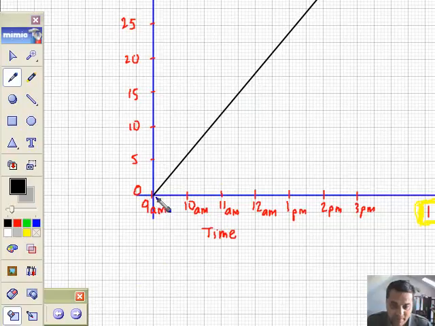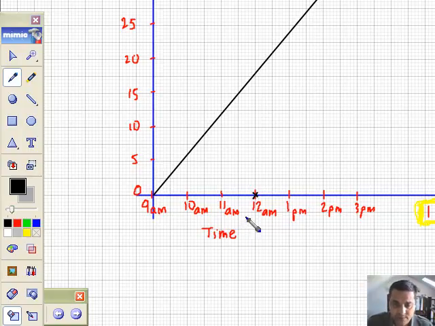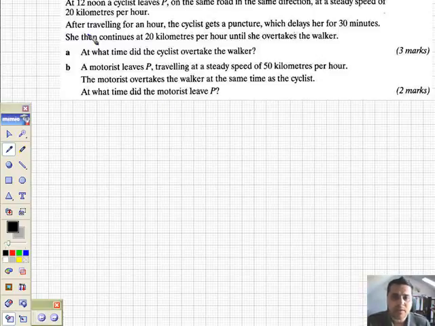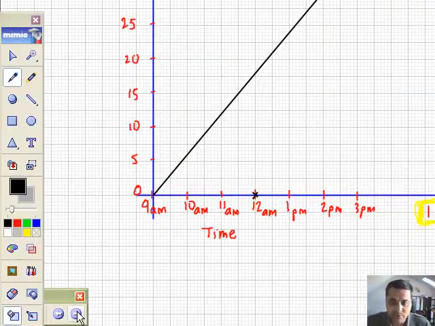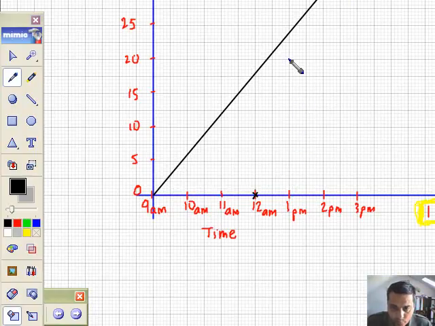I'm leaving P at noon. In other words, I'm coming from this 0 point here, distance from P. I'm not starting up here somewhere 15 kilometers from P. I'm starting at P. So I'm going to start right there at 12 o'clock, and in 1 hour I'm going to do 20 kilometers. So here I go, 20 kilometers per hour for 1 hour. Let's see if I can show that bit. Do some reading just to check. After travelling for 1 hour, the cyclist gets a puncture. Okay, so 20 kilometers per hour for 1 hour. Well, that's 1 hour, and 20 kilometers per hour will put her right there.